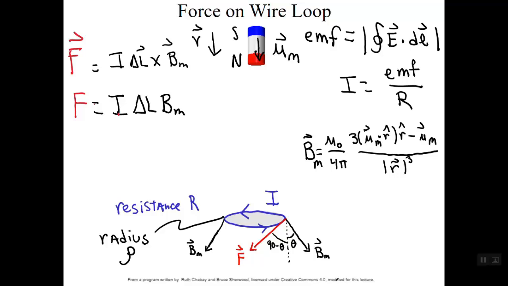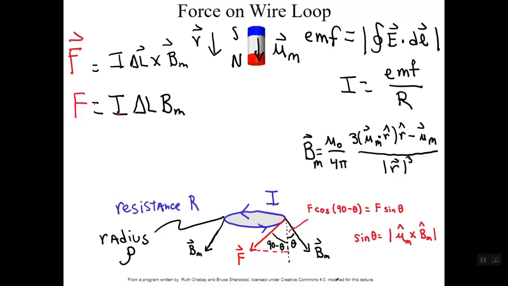B sub m makes an angle of theta with the y-axis everywhere on the loop, which means the force makes an angle of 90 degrees minus theta with the y-axis. So the magnitude of the y component of vector F is just F cosine of 90 minus theta, which is just F sine theta, where sine theta can be found by taking the magnitude of the cross product of the unit vectors for mu sub m and B sub m.